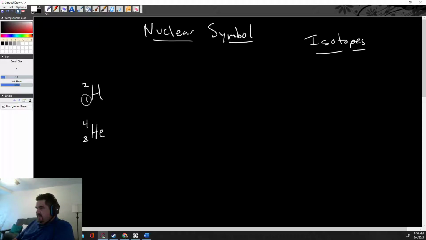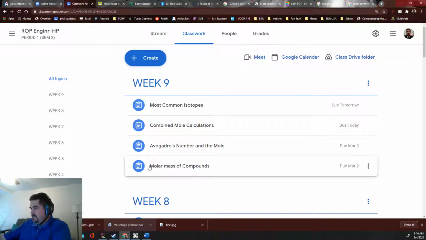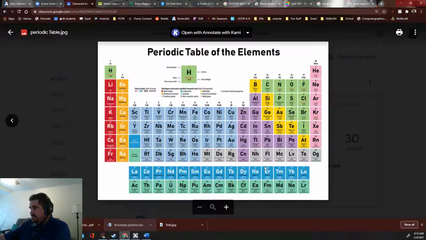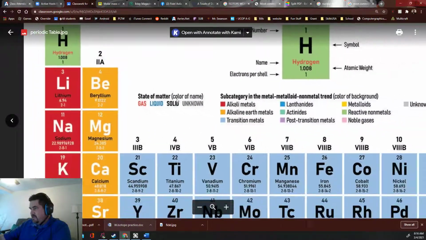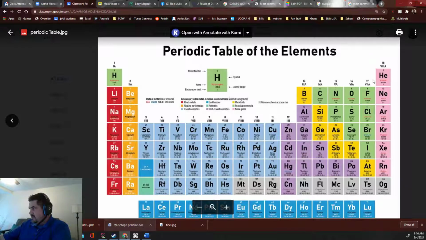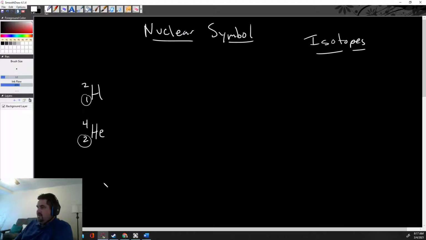So this is the atomic number. Don't even worry about it, that's super easy. You just go over to the periodic table, with the common isotopes. If you look at hydrogen right here, it's atomic number 1, and helium is atomic number 2. That's straightforward, but what does that mean? It means that the number of protons is equal to 1.